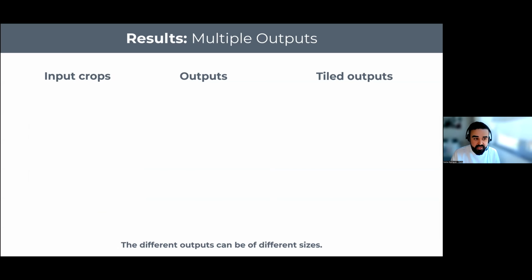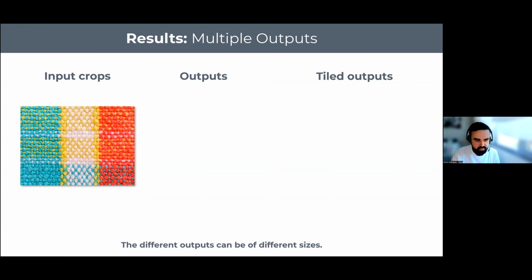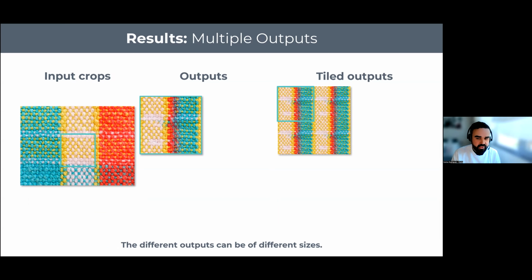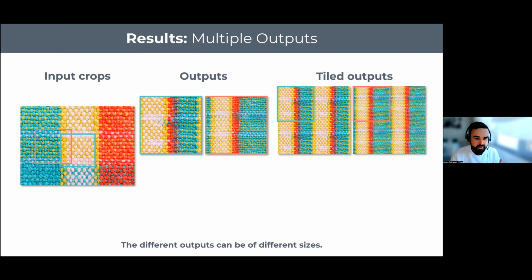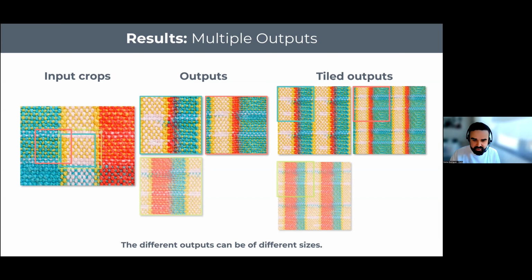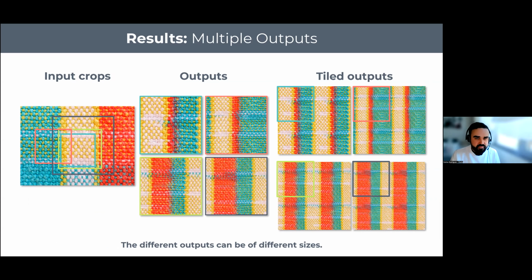You can also change the size of the output, the number of pixels, by changing the size of the input. Going from a really small crop, you can get this small generated tileable texture, but using larger crops allows you to generate larger tileable textures. So you can also play with that if you want.